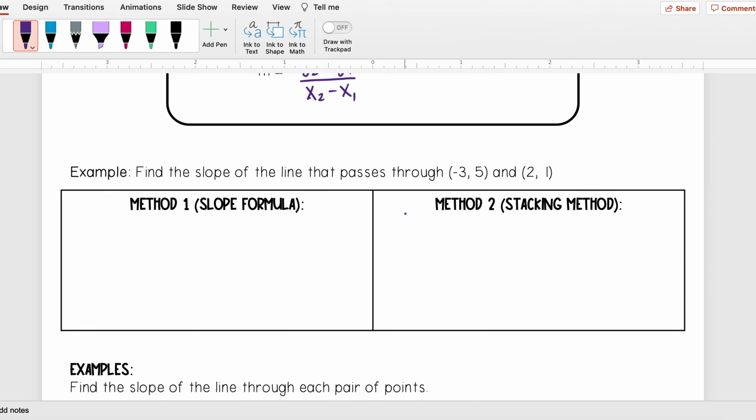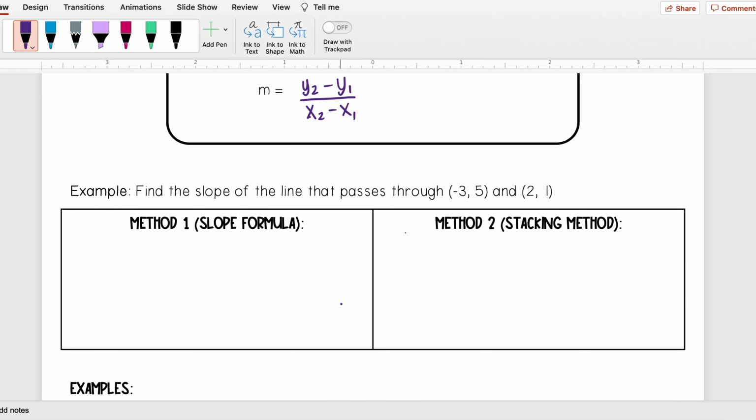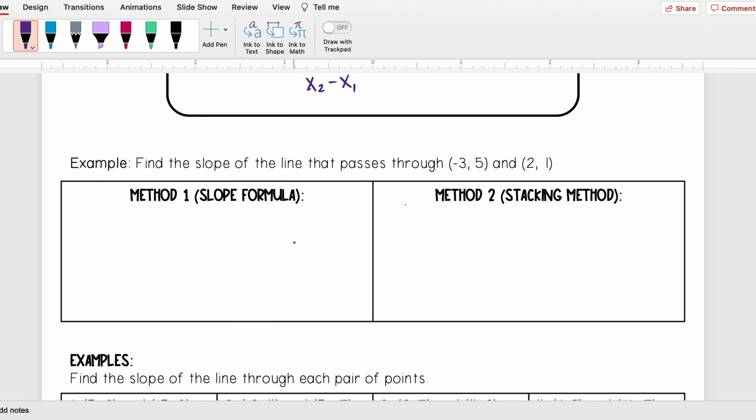And so we actually have two different methods of finding slope that you can use. One, you can use the slope formula. This will be just a very true way of doing it every time. You can use this, or I'm also going to show you the stacking method. So first, let's just do some examples of using the slope formula. And so again, that is y2 minus y1 over x2 minus x1.